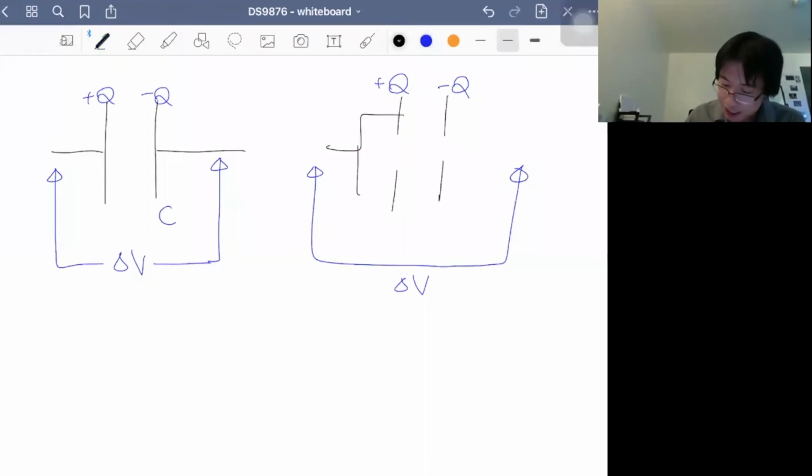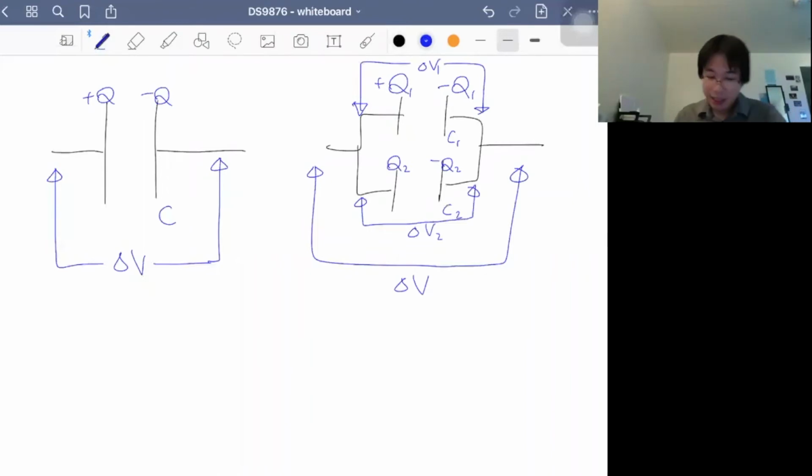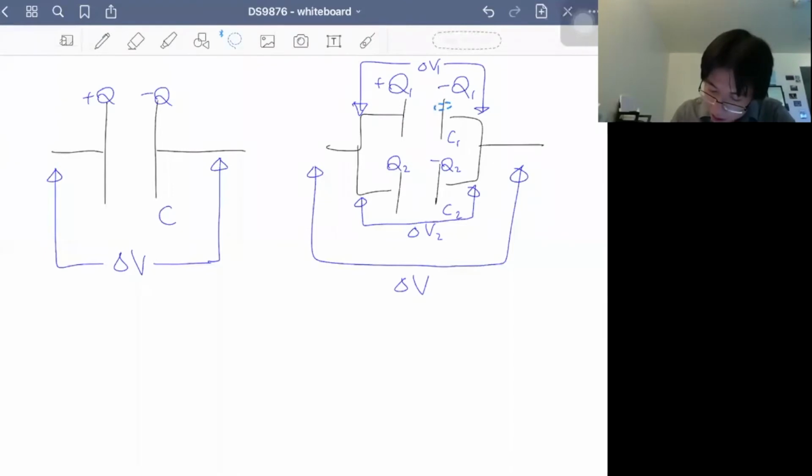And you've seen a lot of, so how do we analyze this? So now I have one capacitor on top and a second capacitor on the bottom. So I'm going to label Q2, minus Q2, Q1, minus Q1. And I'm also going to label the potential difference across these guys. Immediately, you can tell, let me bring the two plates a little bit closer. Maybe a little bit closer, just for aesthetics.